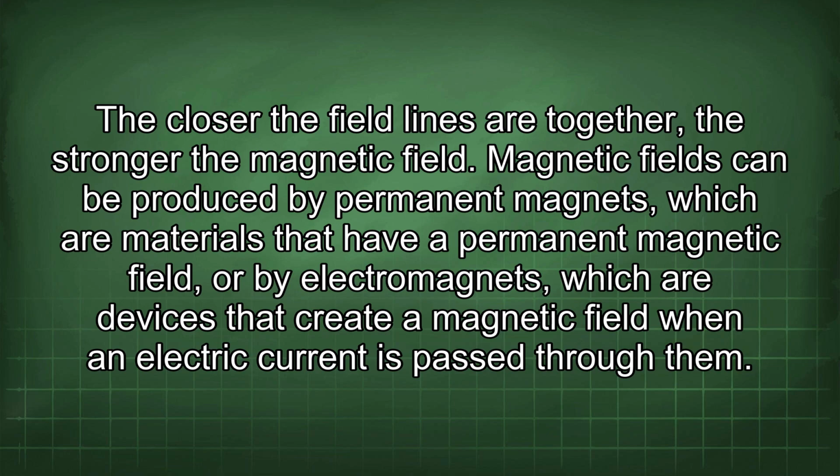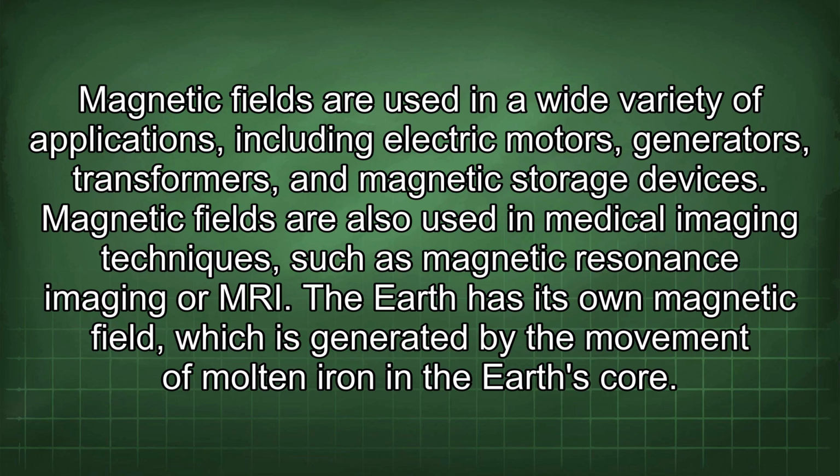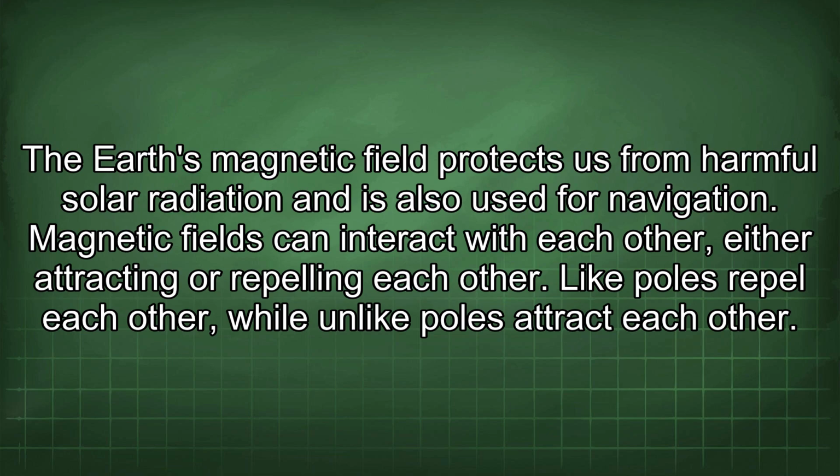Magnetic fields can be produced by permanent magnets, which are materials that have a permanent magnetic field, or by electromagnets, which are devices that create a magnetic field when an electric current is passed through them. Magnetic fields are used in a wide variety of applications, including electric motors, generators, transformers, and magnetic storage devices. Magnetic fields are also used in medical imaging techniques, such as magnetic resonance imaging or MRI. The Earth has its own magnetic field, which is generated by the movement of molten iron in the Earth's core. The Earth's magnetic field protects us from harmful solar radiation and is also used for navigation.